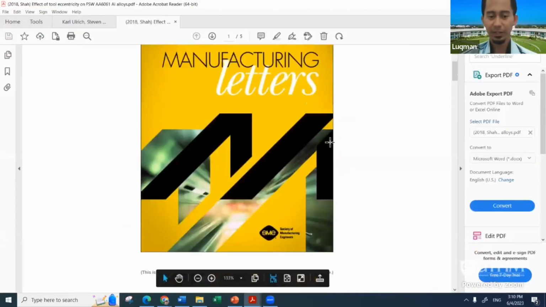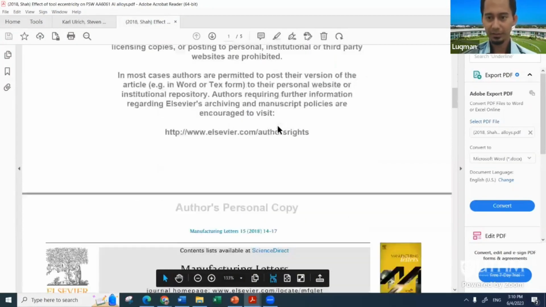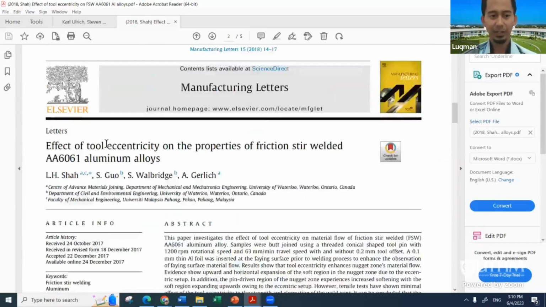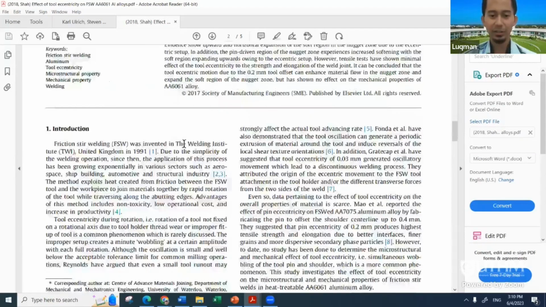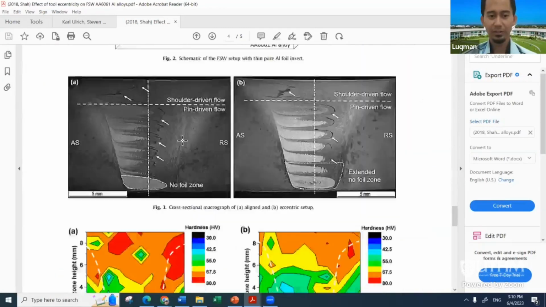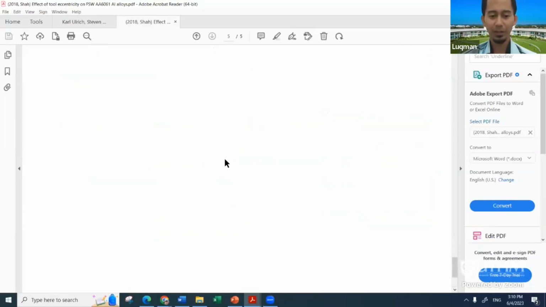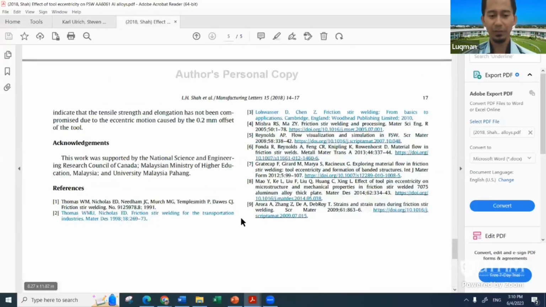Okay, this is one, Manufacturing Letters. You can see adalah semua kan. Tapi kat sini selalu dia akan tulis letters. So maksudnya short communication. One page, two page, three page, habis. Four page pun tak ada apa, kosong kan. Reference 9.